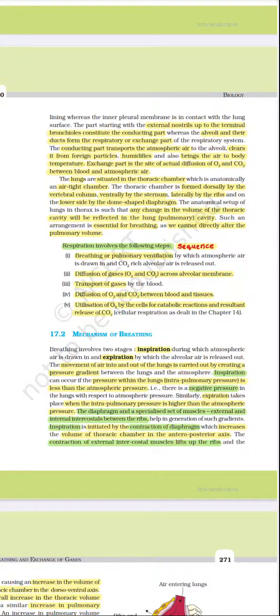Third step is transport of gases by the blood. Fourth step is diffusion of O2 and carbon dioxide between blood and tissues. Fifth step is utilization of O2 by the cells for catabolic reactions and resultant release of carbon dioxide, like cellular respiration, as discussed in detail in Chapter 14.